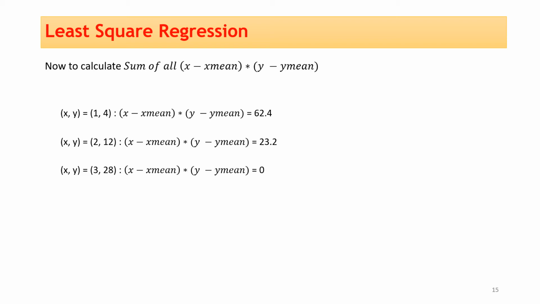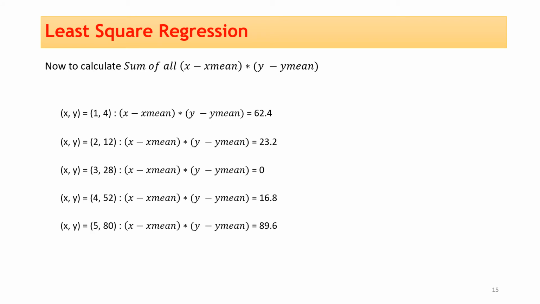Then at 3 comma 28, our (x minus x mean) into (y minus y mean) will be equal to 0. Then at 4 comma 52, our (x minus x mean) into (y minus y mean) will be equal to 16.8. And last, that is the last coordinate, 5 comma 80, our (x minus x mean) into (y minus y mean) will be equal to 89.6. Now let's add all the terms. Now the sum of all, that is 62.4 plus 23.2 plus 0 plus 16.8 plus 89.6, will be equal to 192.